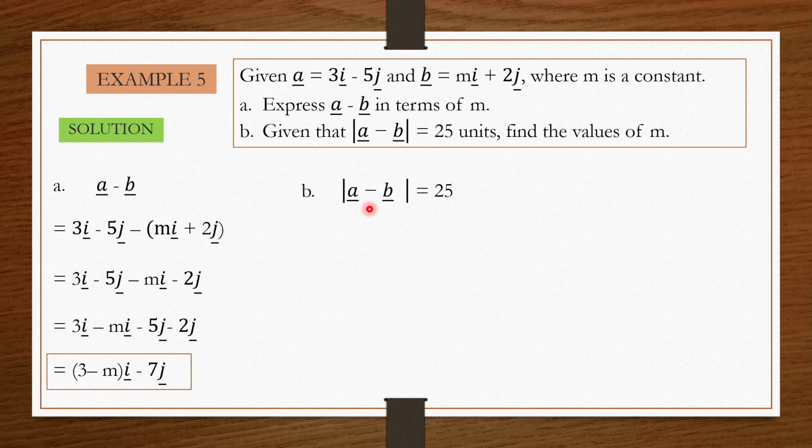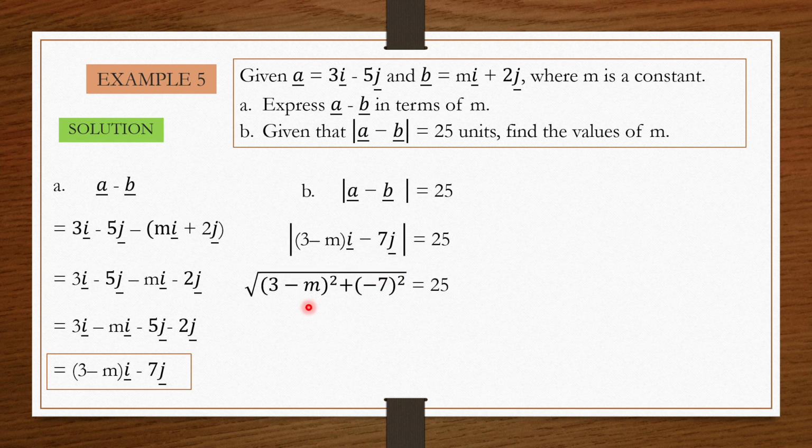Magnitude of A minus B equals 25. Or you can change the vector A minus vector B as 3 minus m in bracket i minus 7j. Since the modulus indicates magnitude, we are going to use the Pythagoras theorem to find the magnitude. So it will be 3 minus m in bracket square plus negative 7 in bracket square. Then the whole thing you have to square root in order to find the magnitude. The whole thing equals 25.